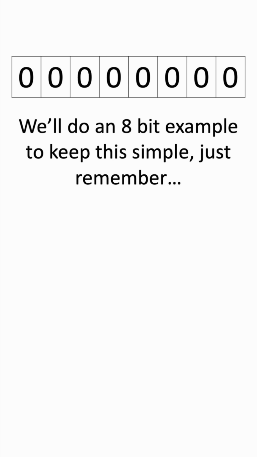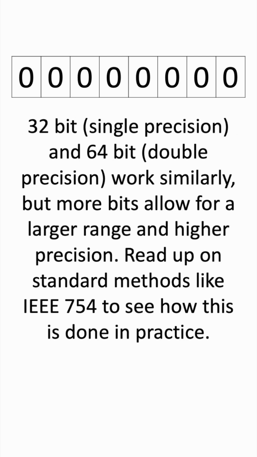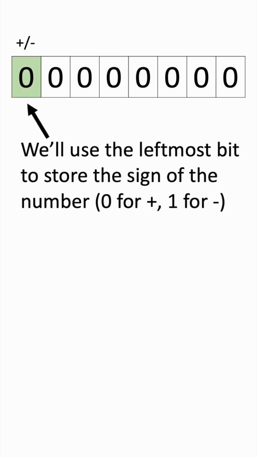Just remember that a 32-bit single precision or 64-bit double precision works similarly, but more bits allow for a larger range and higher precision. Read up on standard methods like IEEE 754 to see how this is done in practice, as some things are a little different. We'll use the leftmost bit to store the sign, 0 for positive, 1 for negative.